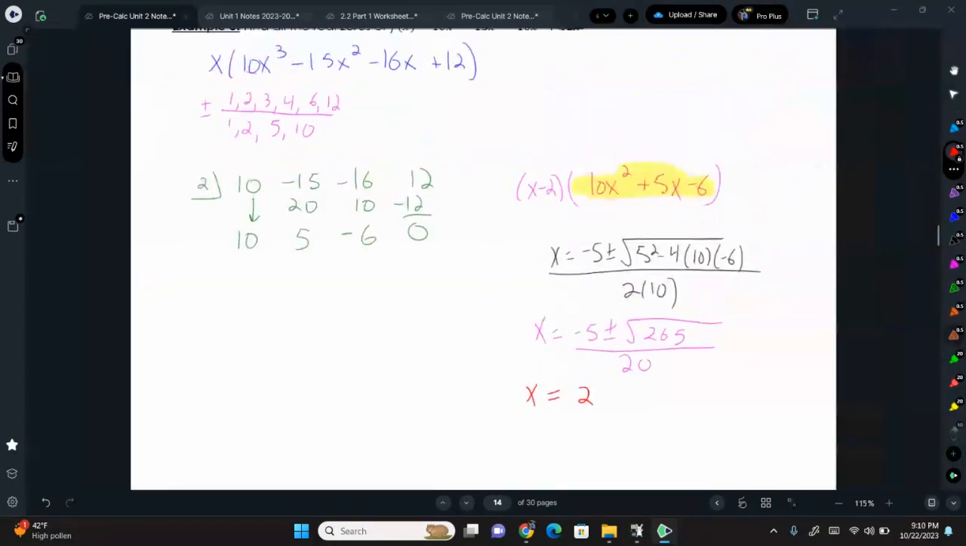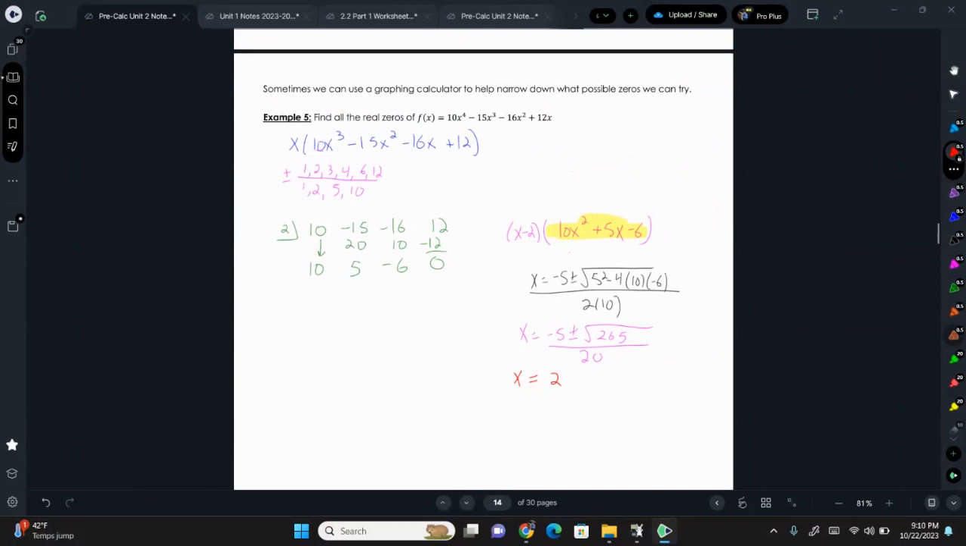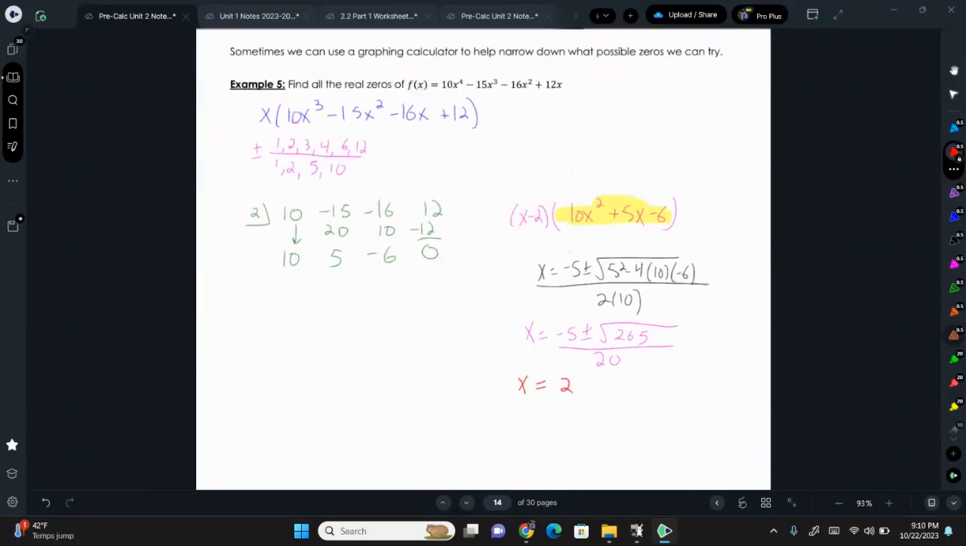So you won't see very many like this where you have to do the quadratic formula, but know that sometimes you may have to.